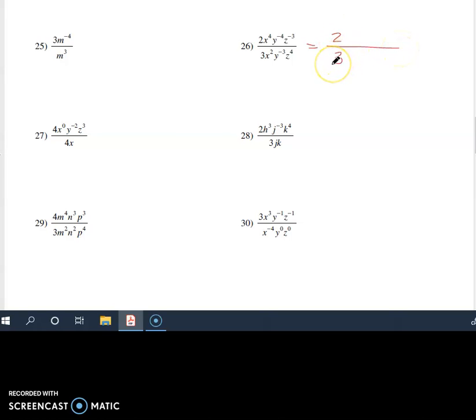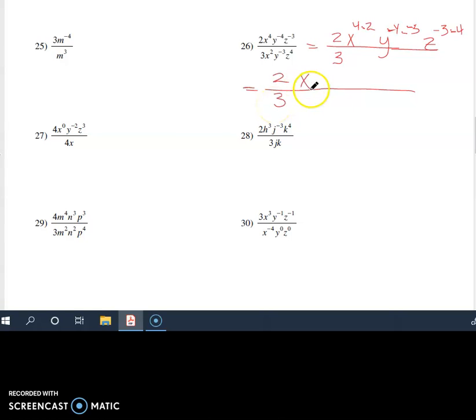So the 2 and the 3 are not going to change because there's nothing we're doing to the 2 or the 3 since there's one of each. But for the x, we're going to subtract the exponents, 4 minus 2. For the y, we're going to subtract those exponents, -4 minus -3. And for the z, we're going to subtract the exponents, negative 3 minus 4. So 2 stays in the numerator, 3 in the denominator.